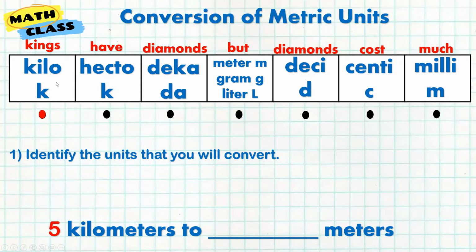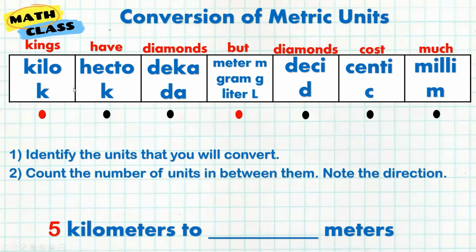Kilo from the kilometer and meters. This is the basic unit. So from here, we're going to convert it here. Now, you have to count the number of units in between them and take note of the direction. So we have to count the number of units in between kilo and meter.